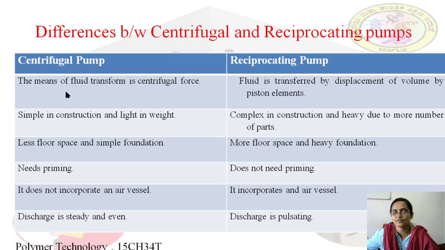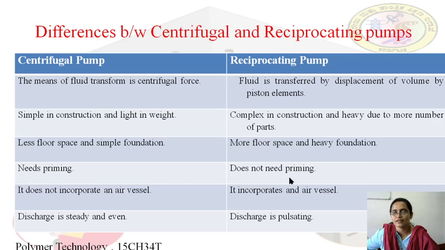One is the means of fluid transfer. In a centrifugal pump, centrifugal force is used as the transferring force. In a reciprocating pump, fluid is transferred by displacement of volume by piston elements. When the piston elements move to and fro, displacement of fluid occurs. A centrifugal pump is simple in construction and light in weight. A reciprocating pump is complex in construction and heavy due to the larger number of parts. A centrifugal pump requires less floor space and a simple foundation. A reciprocating pump requires more floor space and a heavy foundation.